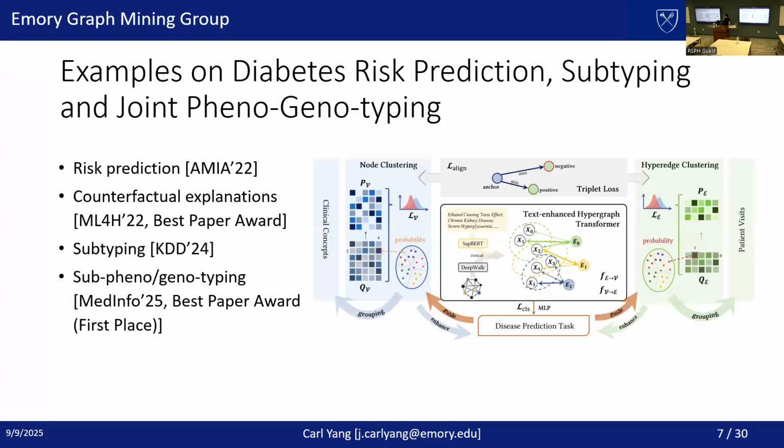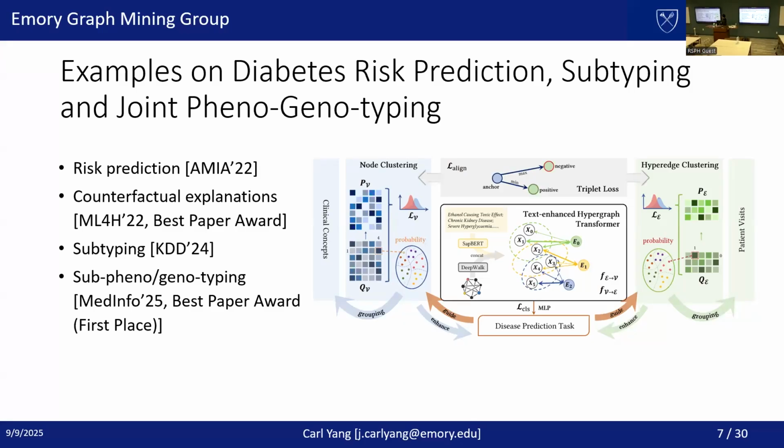So yeah, this is a slide I added just for this talk because we want to talk more about risk prediction, subtyping, and our recent work on joint phenotyping, genotyping. So this is the architecture.